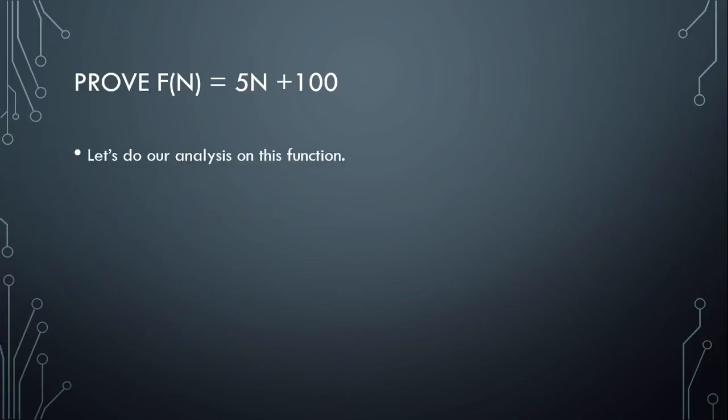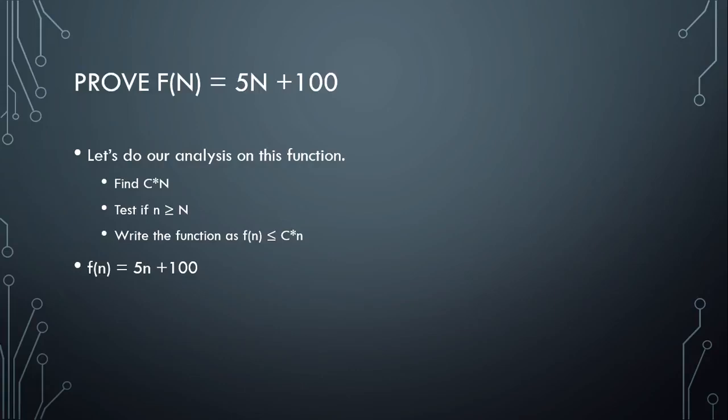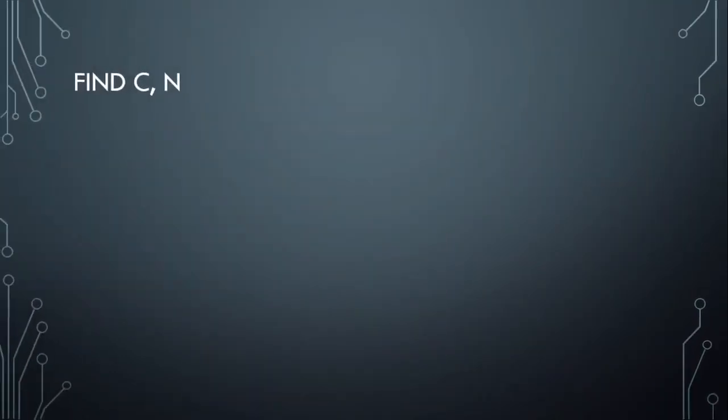So let's do analysis of this function. First thing we want to do is find C and capital N. Then we test to see if n is greater than or equal to capital N. And then we write the function as f of n is less than or equal to capital C times n. So let's start with our function, f of n equals 5n plus 100. So let's rewrite that into 5n plus 100 is less than or equal to C times n. I can also rewrite that as 5 parentheses n plus 20 is less than or equal to C times n. Just another way of writing that. What we want to do, though, is find that C and that N. Remember, those are the two things we're trying to find here.